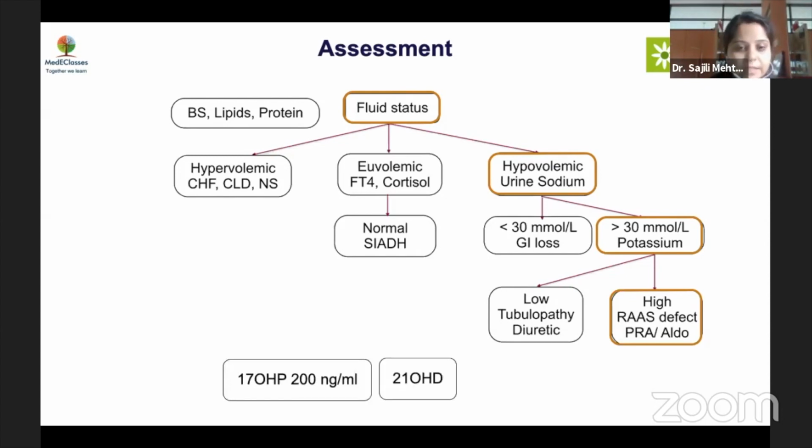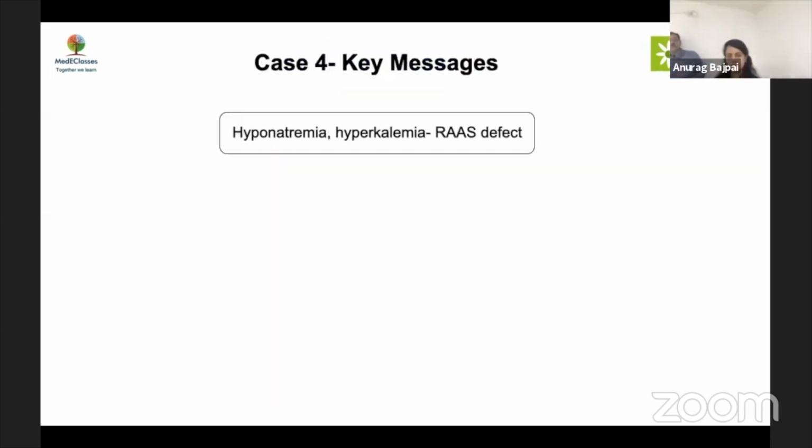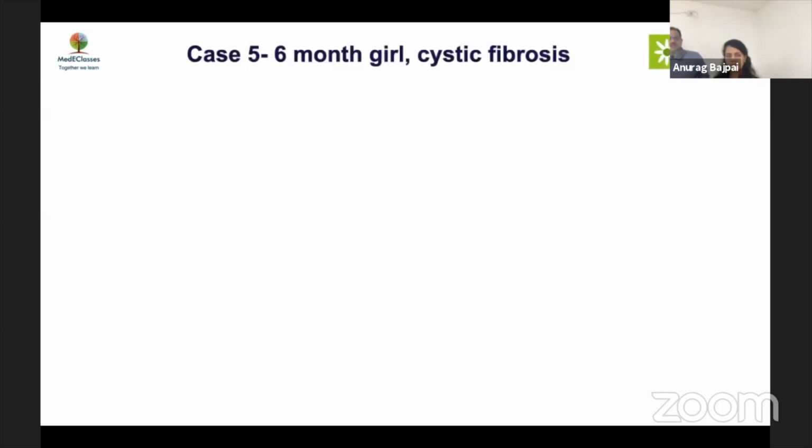As we can see, it's elevated. So this confirms the diagnosis of 21-hydroxylase deficiency, which most commonly presents around 3 to 4 weeks of life with salt wasting crisis and atypical genitalia in girls and normal genitalia in males. The key message is that if you have hyponatremia and hyperkalemia, think of a RAS defect, especially if there's atypical genitalia.